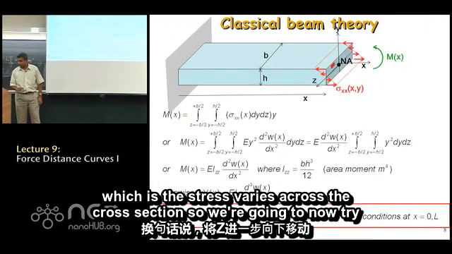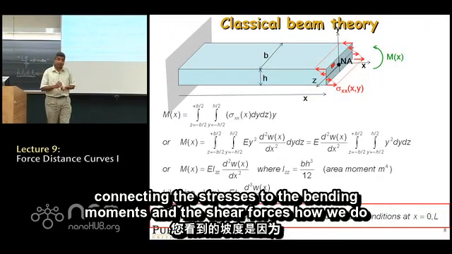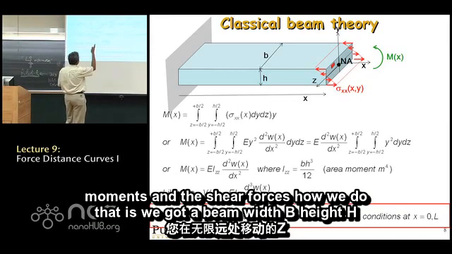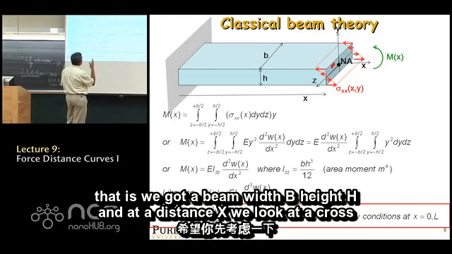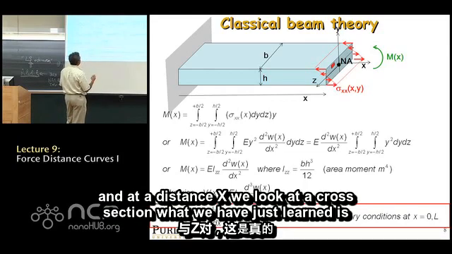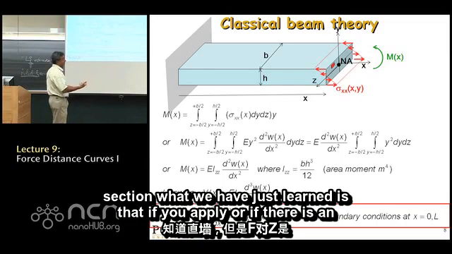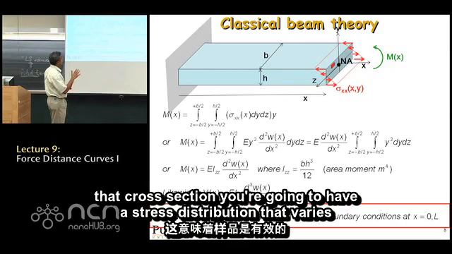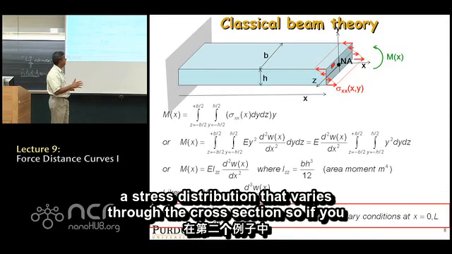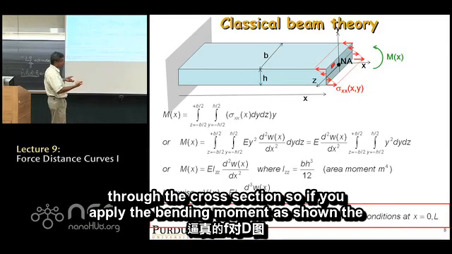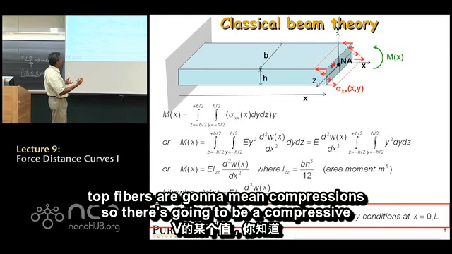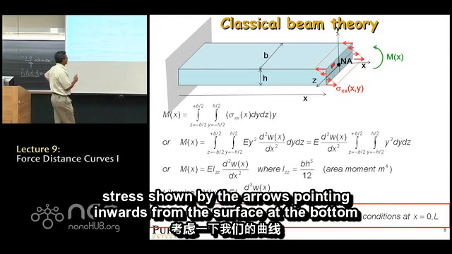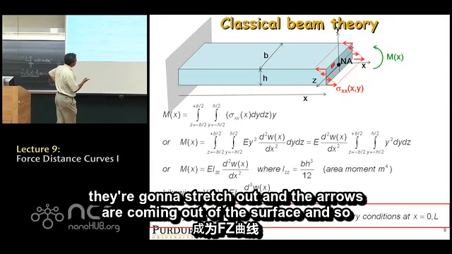So we're going to now try connecting the stresses to the bending moments and the shear forces. How we do that is, we've got a beam, width b, height h, and at a distance x, we look at a cross-section. What we have just learned is that if there is an internal bending moment m of x at that cross-section, you're going to have a stress distribution that varies through the cross-section. So if you apply the bending moment as shown, the top fibers are going to be in compression, so there's going to be a compressive stress shown by the arrows pointing inwards from the surface. At the bottom, they're going to stretch out and the arrows are coming out of the surface.